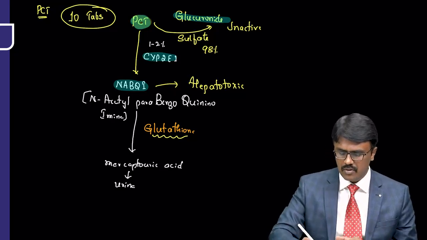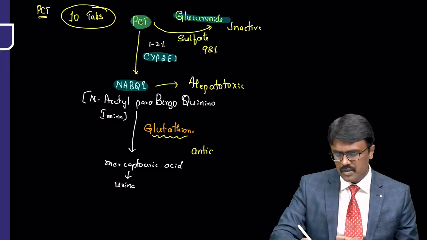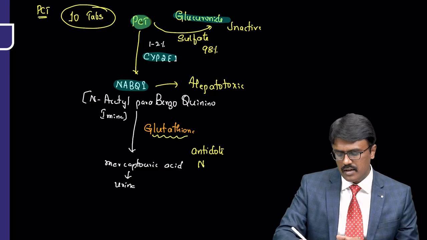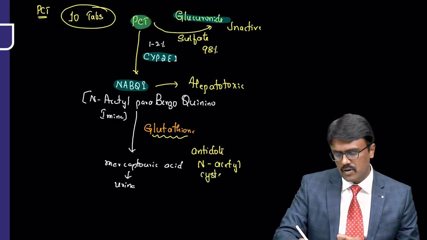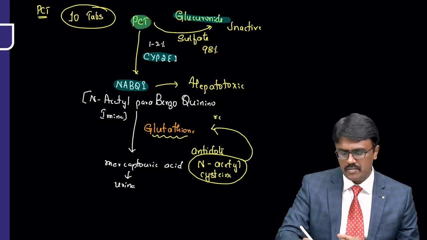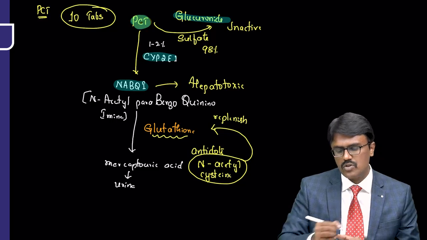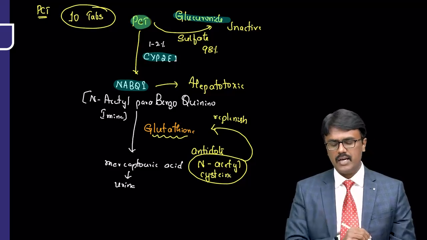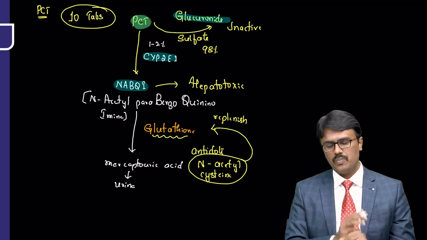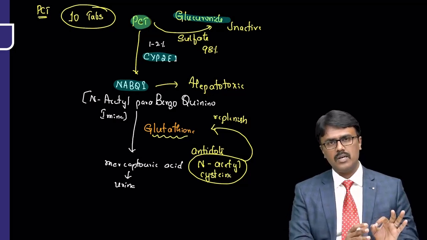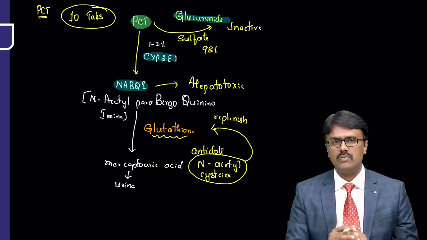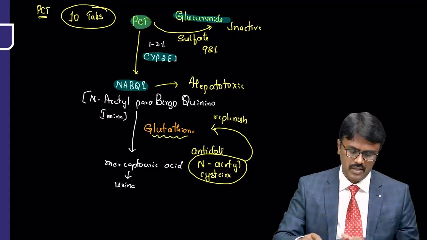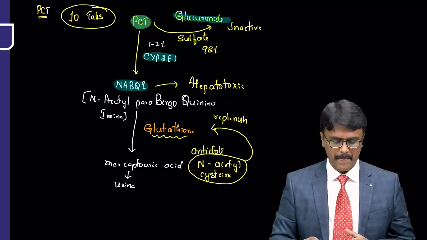And what is the antidote? The antidote for paracetamol toxicity is called N-acetylcysteine. What does it do? When we give that, it replenishes the glutathione stores, and the toxic metabolite is converted to mercapturic acid and thrown out in the urine. So please keep this in mind: what is the toxic metabolite and what is the antidote for paracetamol overdose? So that is about the beautiful drug paracetamol.